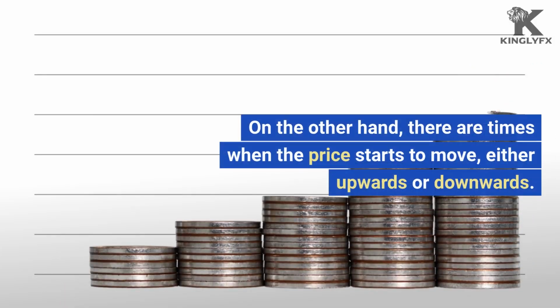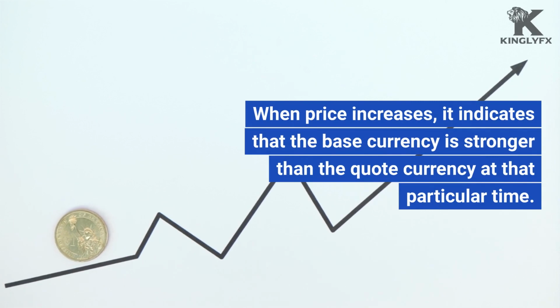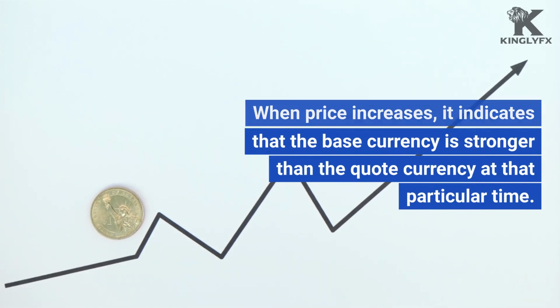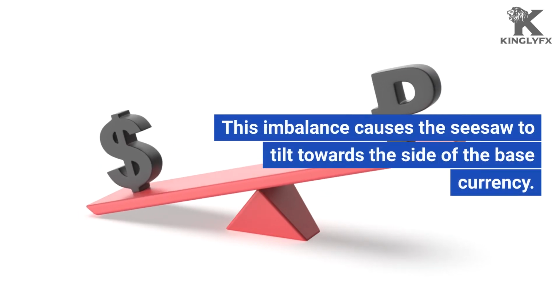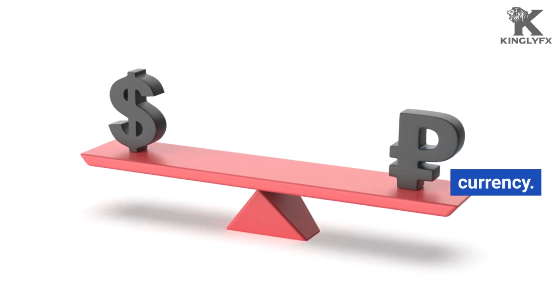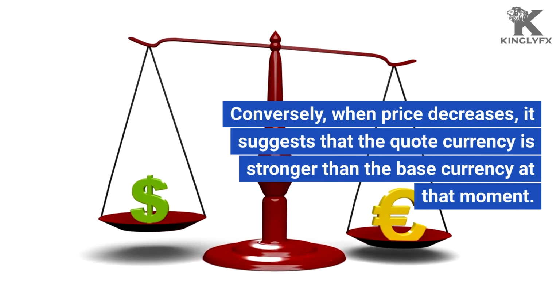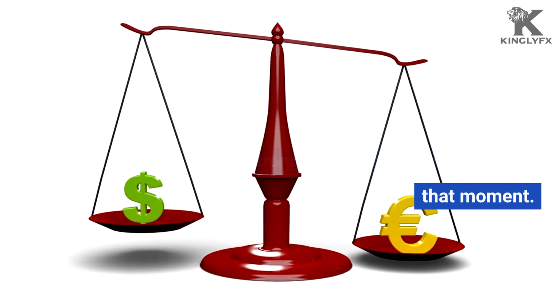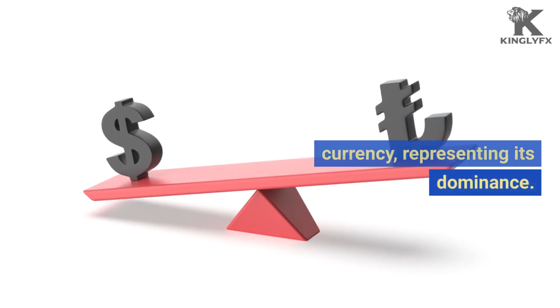On the other hand, there are times when the price starts to move, either upwards or downwards. When price increases, it indicates that the base currency is stronger than the quote currency at that particular time. This imbalance causes the seesaw to tilt towards the side of the base currency. Conversely, when price decreases, it suggests that the quote currency is stronger than the base currency at that moment. The seesaw leans towards the quote currency, representing its dominance.